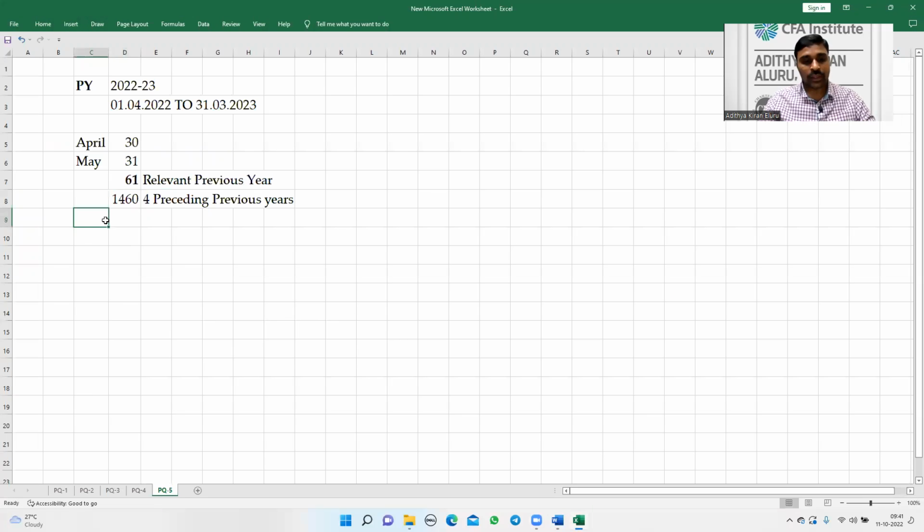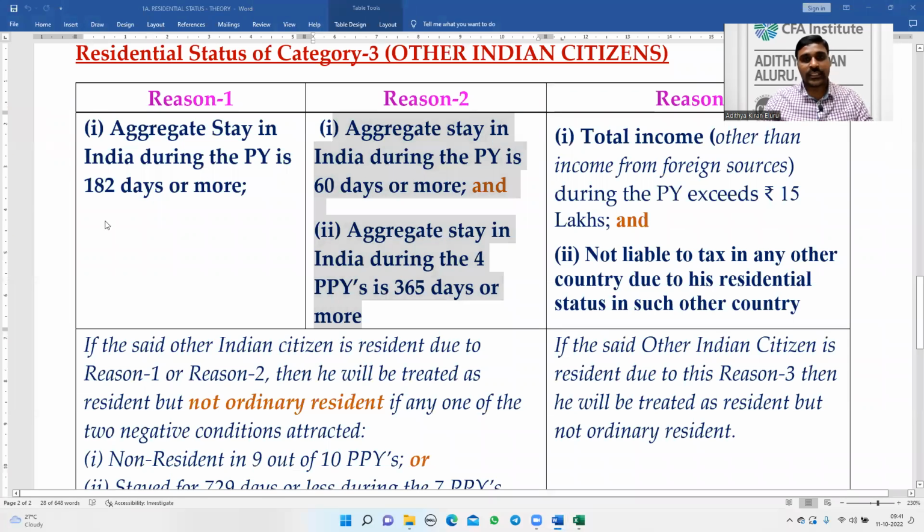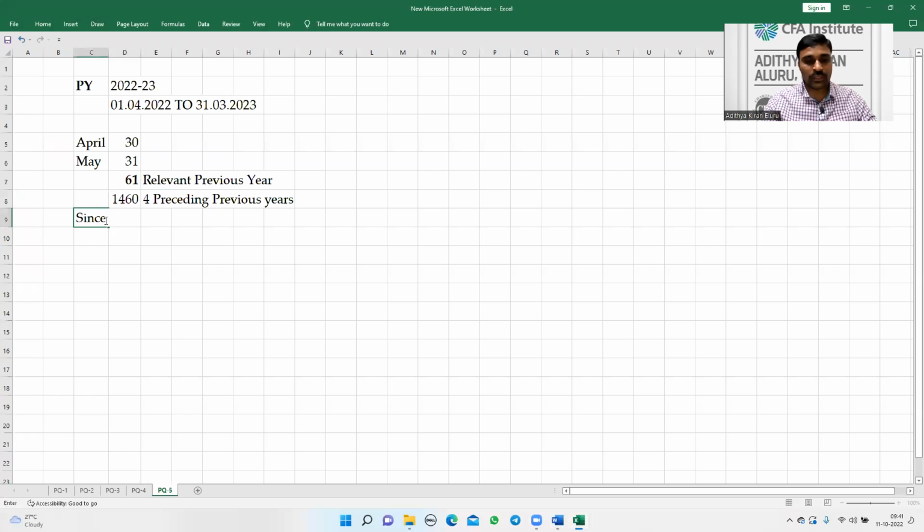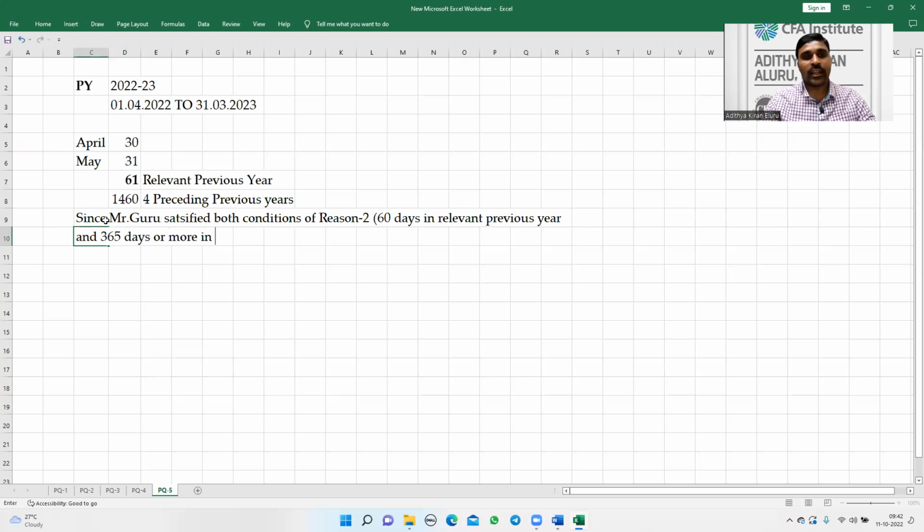Accordingly, he is a resident. Since Mr. Guru satisfied both the conditions specified in reason 2, that is, 60 days or more in the relevant previous year, and 365 days or more in the 4 preceding previous years, he is a resident in India.